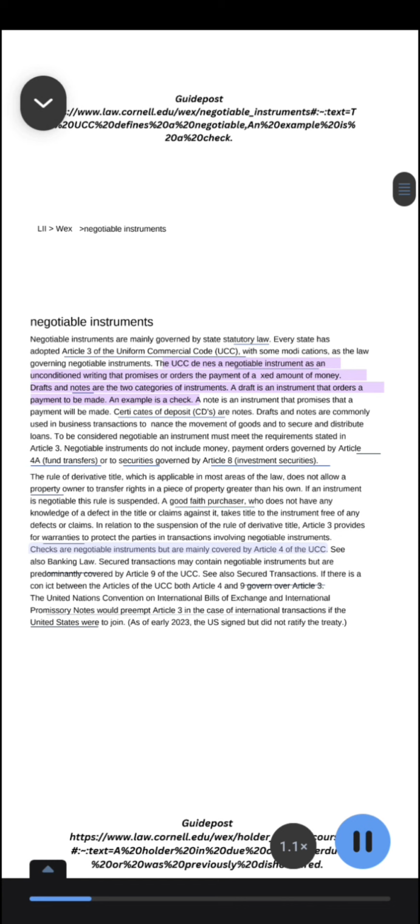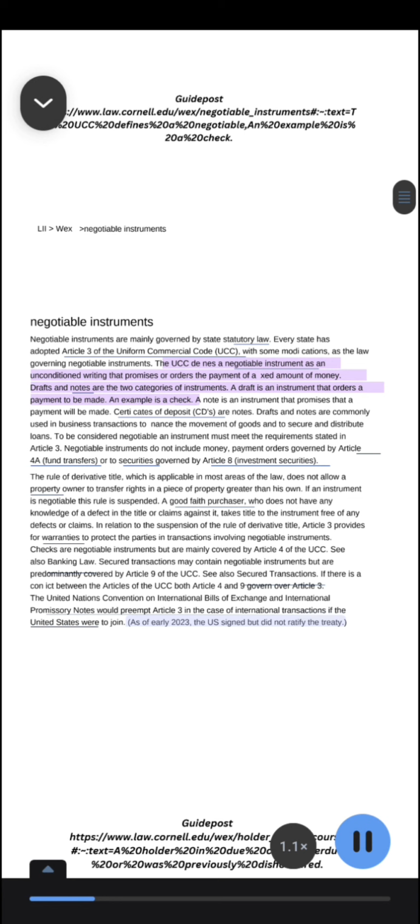Checks are negotiable instruments but are mainly covered by Article 4 of the UCC. See also banking law. Secured transactions may contain negotiable instruments but are predominantly covered by Article 9 of the UCC. See also secured transactions. If there is a conflict between the articles of the UCC, both Article 4 and 9 govern over Article 3. The United Nations Convention on International Bills of Exchange and International Promissory Notes would preempt Article 3 in the case of international transactions if the United States were to join.